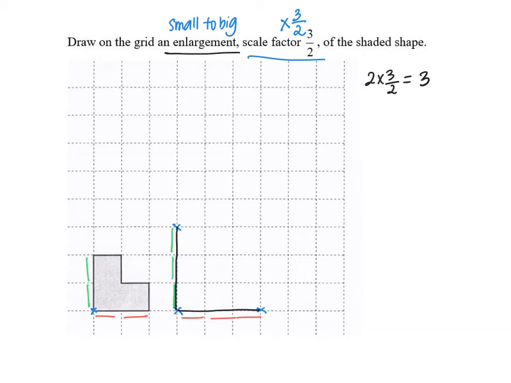Now we're going to move upwards. So there is a square of 1. So I'm going to take 1 times 3 over 2. That gives me 1.5. So 1.5 square. So I'm going to draw 1.5. So somewhere around here. And draw my straight line.